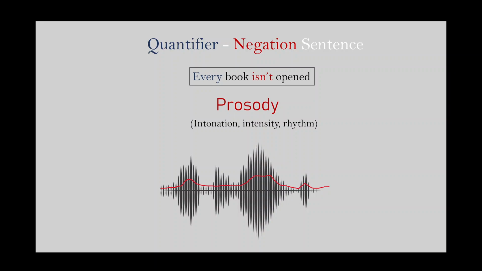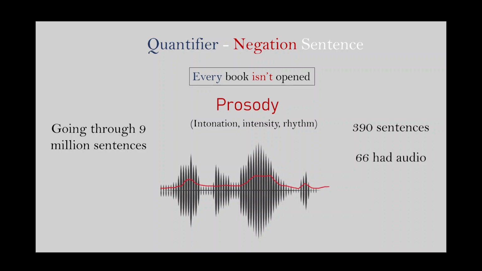Now, the challenge of studying these sentences and their prosody is that they're very rare. In previous work, we went through 9 million sentences. This yielded only several hundred of these sentences which were quantifier negation, and only 66 that had clear audio. So how do we get more data?